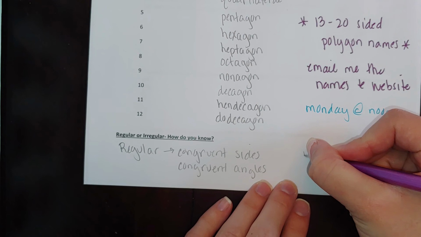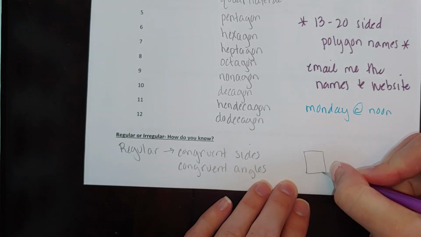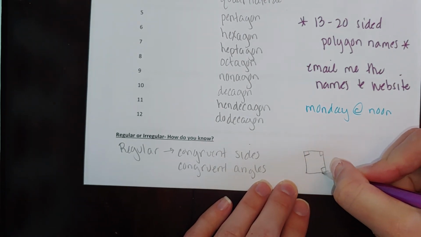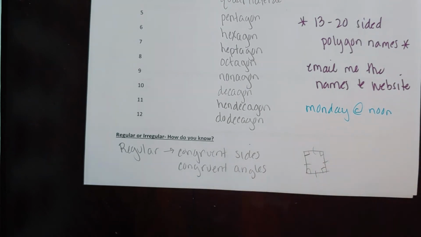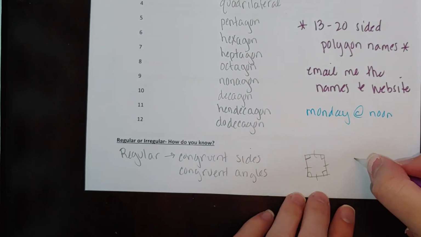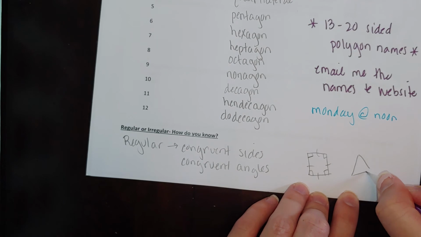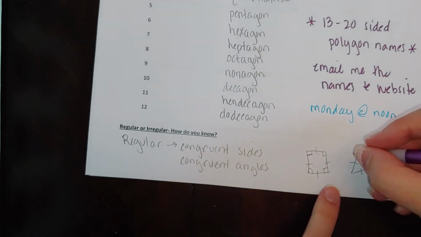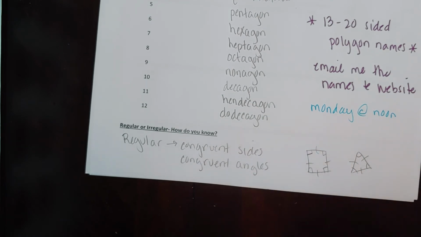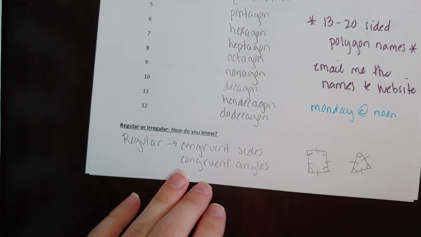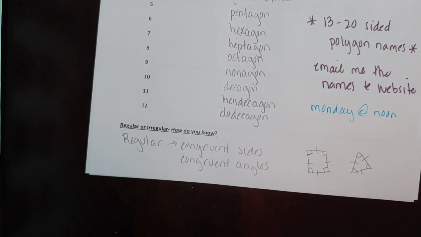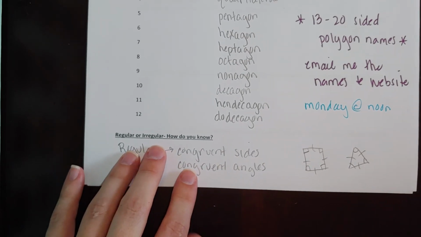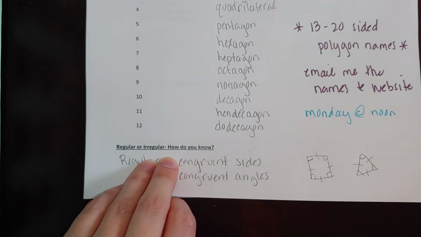A basic example that we've talked about already is a square, because a square has all right angles and it has congruent sides. So a square is a regular quadrilateral. An equilateral triangle is a regular triangle. We've already talked about how all of these angles are 60 and all the sides are congruent. A square is the only regular quadrilateral. An equilateral triangle is the only regular triangle. There are regular shapes for every number of sides, and we will see lots of that in the future.